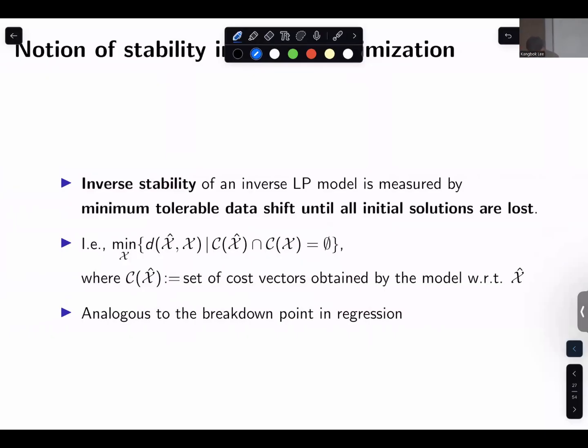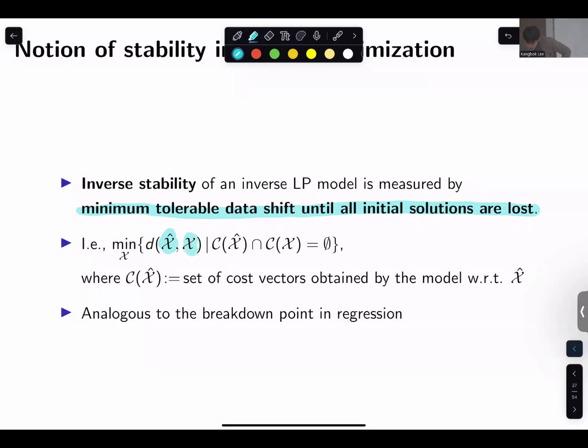And what is it? It is the minimum tolerable data shift until your initial C vectors are all lost. Given the initial data, your inverse optimization model says this has to be your C vector. You perturb your data, and at some point, it'll lose all the solutions that it suggested at first. And you measure the minimum tolerable data shift, and that's going to be the measure for inverse stability. Mathematically, we can express it like this. X hat is the given data set. X is the data that has been perturbed.